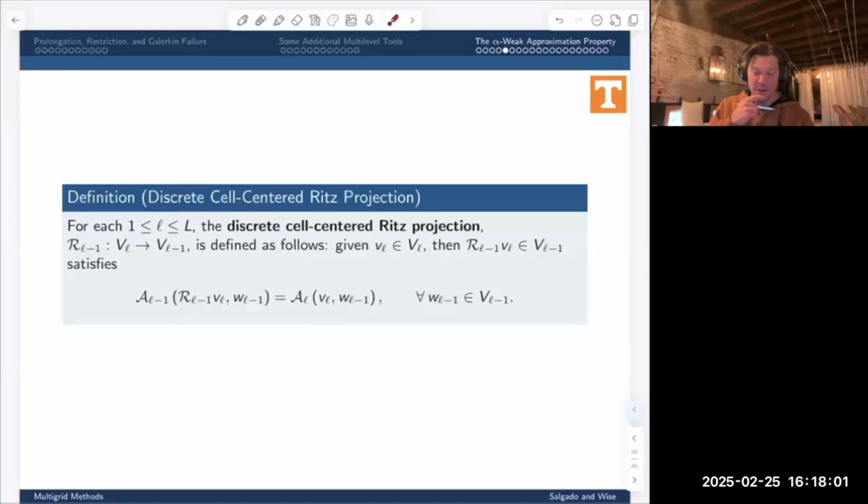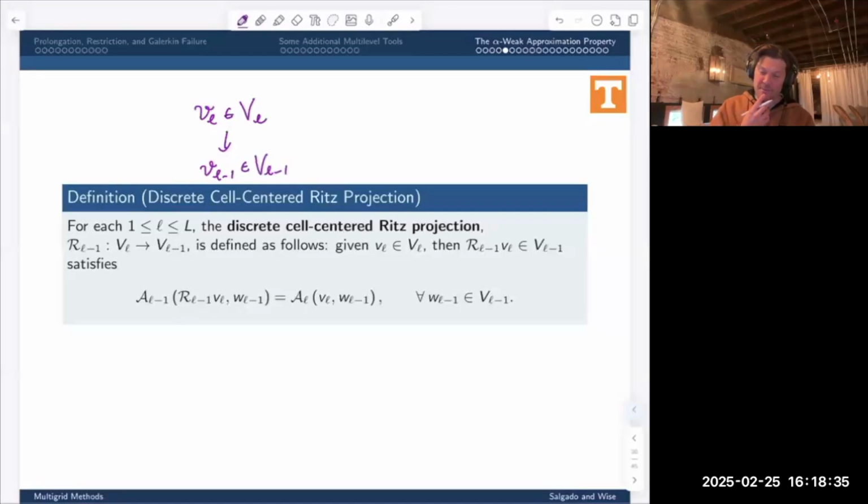So the idea here is I start with some VL in capital VL, and I want to somehow push it down to a VL minus 1 in VL minus 1. There are lots of ways I can do that. We already know that we could do a basic restriction operation, and that could push it down. That turns out to be exactly the same thing as the L2 projection. So the L2 projection of this object is just basically a restriction.